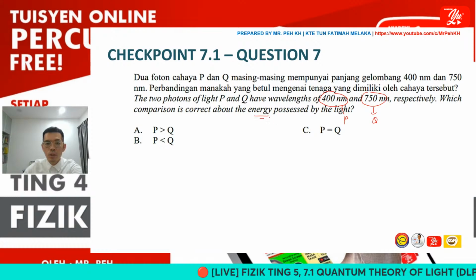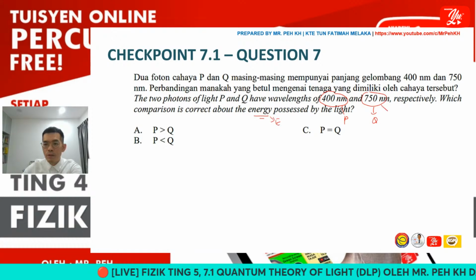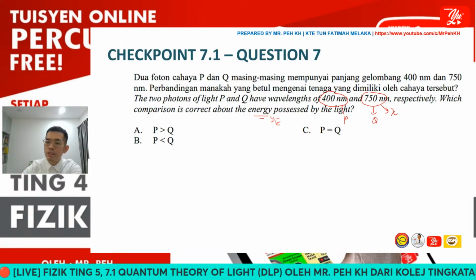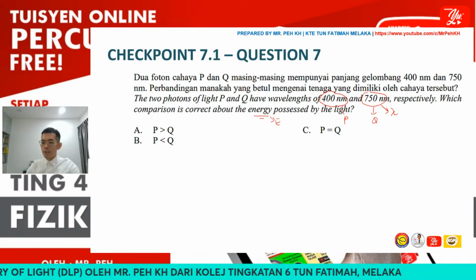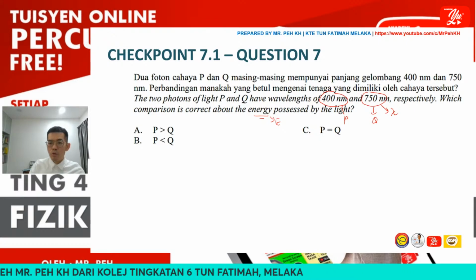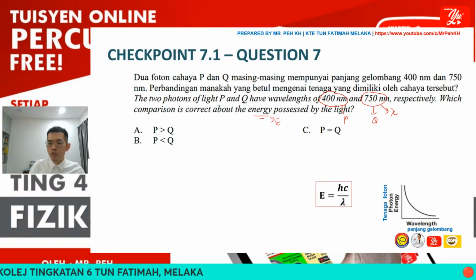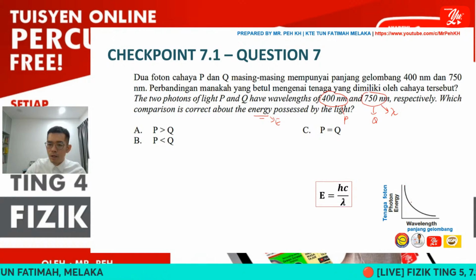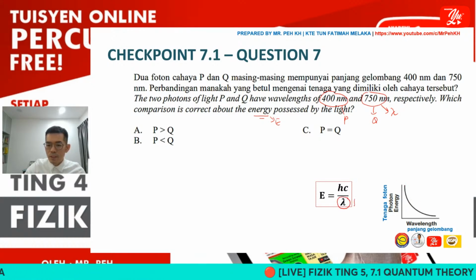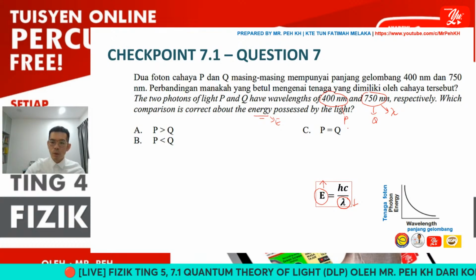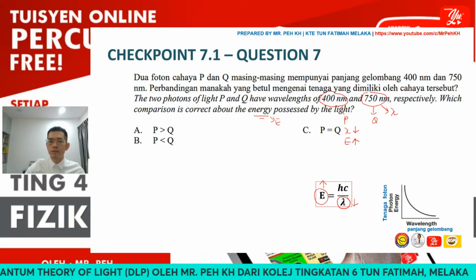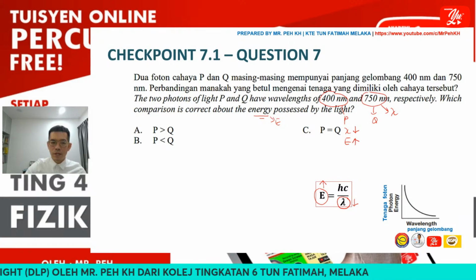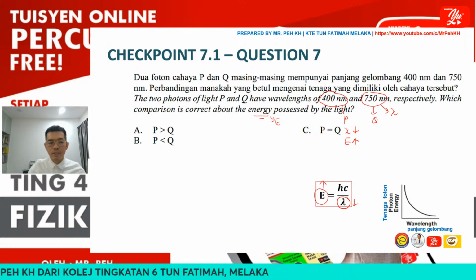Again, energy will be E, and wavelength will be with the symbol lambda. So we need to use the formula to relate E and lambda, which are inversely proportional to each other. This will be the formula and this will be the graph. That means when the wavelength decreases, the energy will increase. Here, the wavelength for P is shorter, so the E is higher. That means P is greater than Q. So the answer here will be A.